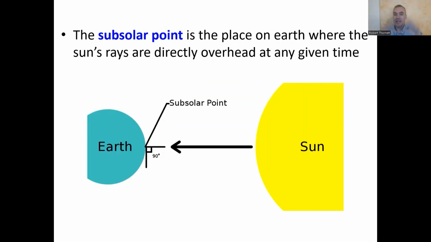The sun's rays at any given time are only hitting at one point on the earth directly overhead, meaning at a 90-degree angle like this. We call these direct rays from the sun. The direct rays at a 90-degree angle are the most intense rays. And the place on Earth that at any particular moment is under those direct rays is called the subsolar point, because it's directly under the direct rays of the sun, the subsolar point.